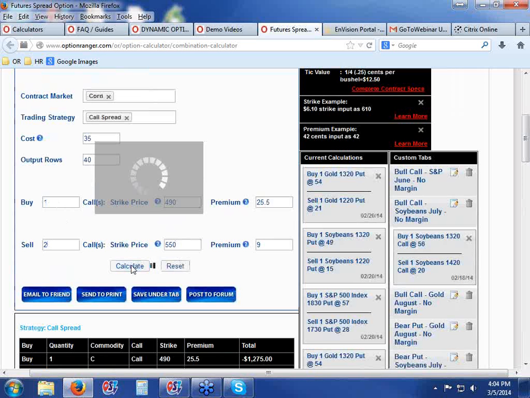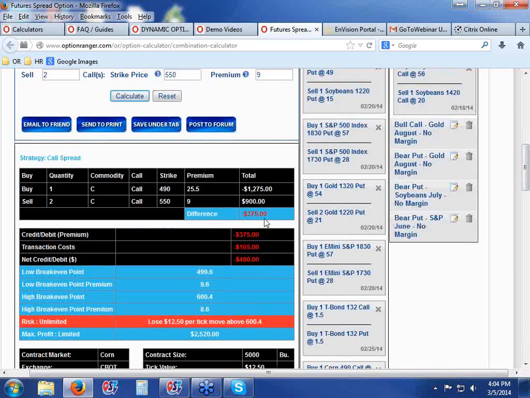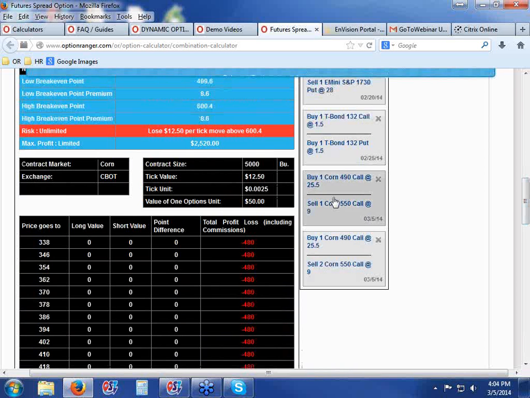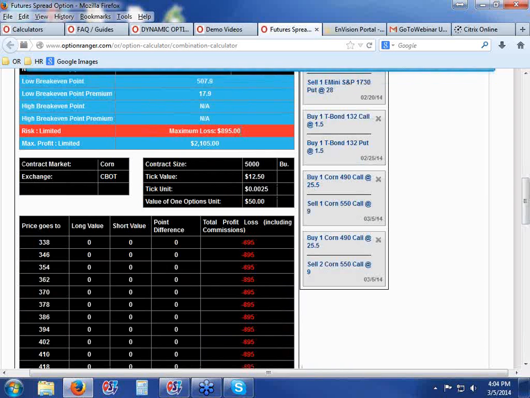This becomes a margin trade now. There's a naked option in there. All the prices stay the same. Now look what happened. It's only $375 premium outlay, including fees. The entire net outlay now is $480 instead of, let's look at the previous one, $895. So it's $480 instead of $895.